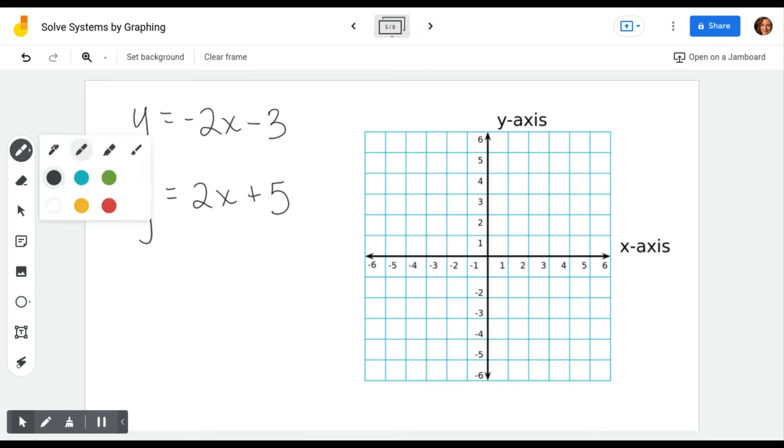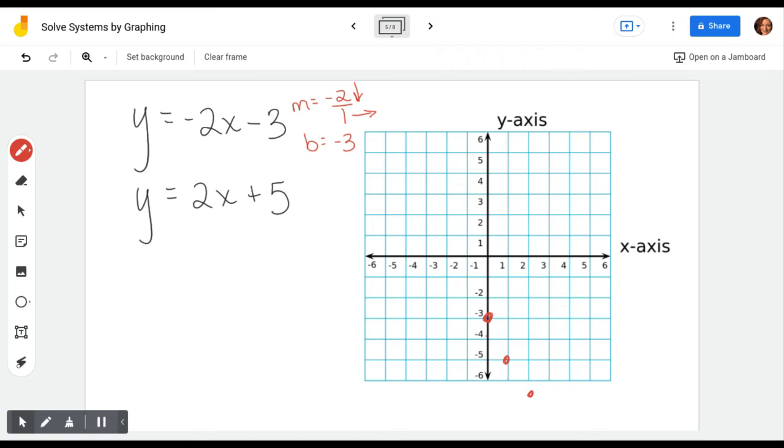Okay, first one here. My slope is -2. So that means -2 over 1. It's negative, so it's telling me down and right. My y-intercept is at a -3. So my starting point goes at -3 on the y-axis. From there, I'm going to go down 2, right 1, down 2, right 1.